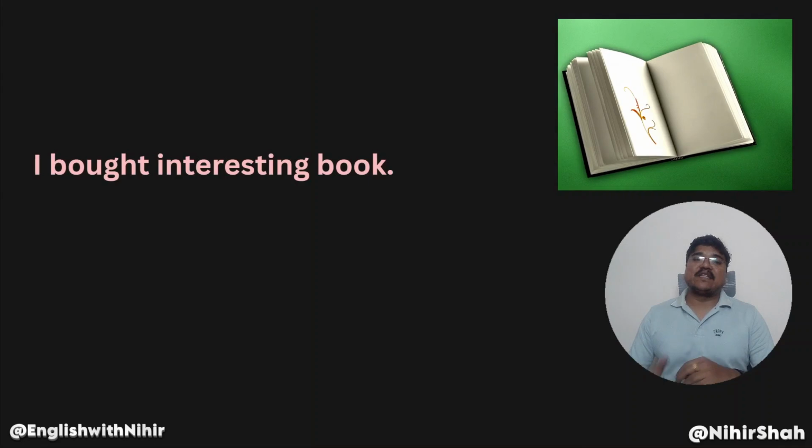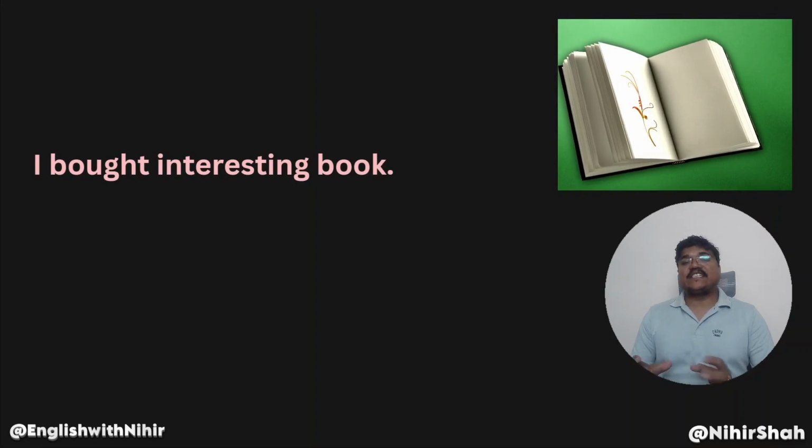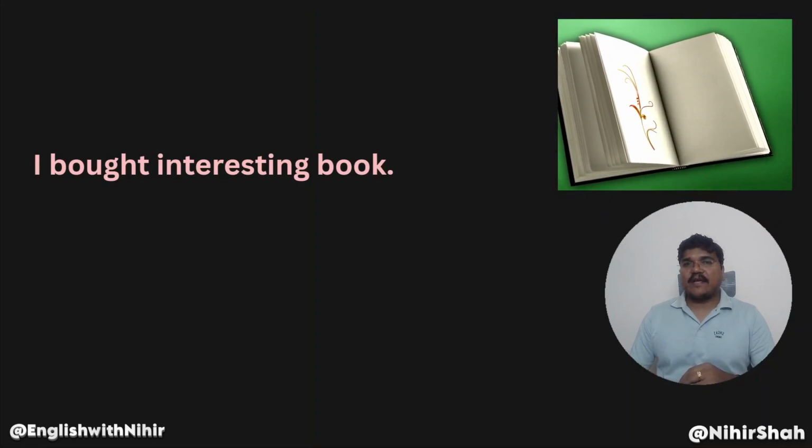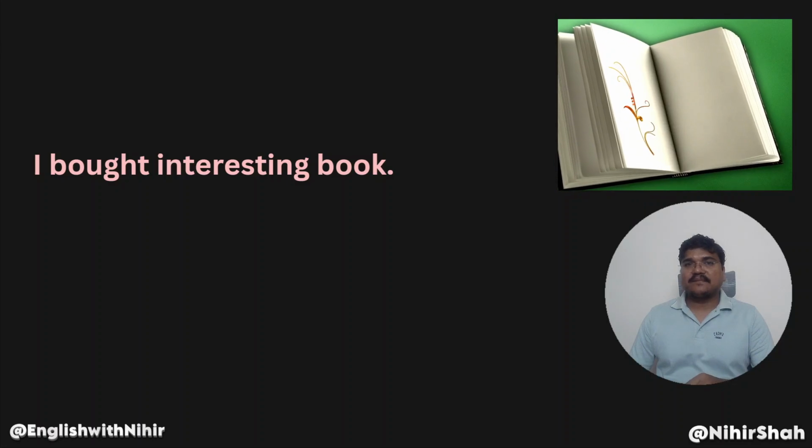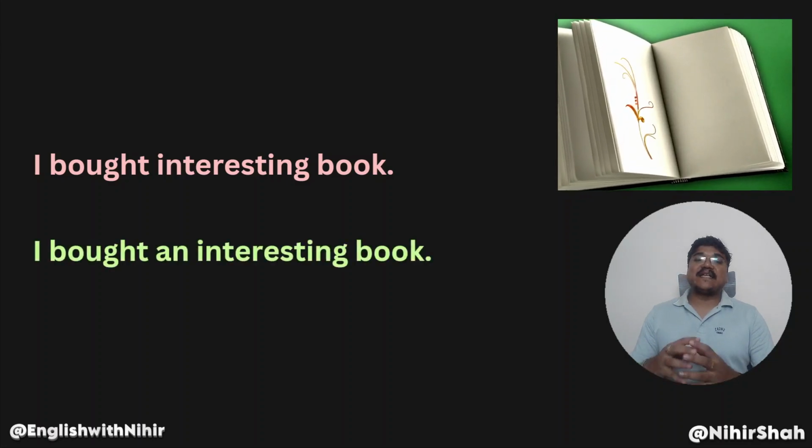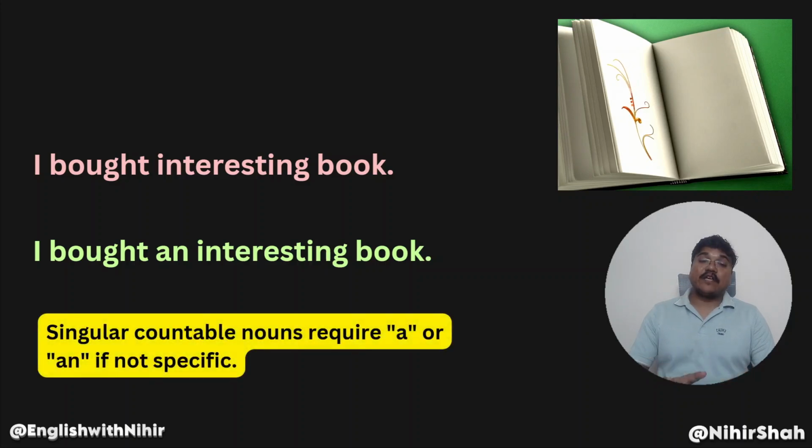This is sentence number four. I bought interesting book. Can you find the mistake here? Think about it. The correct answer is I bought an interesting book. Why? Singular countable noun requires a or an. Okay. So in case countable nouns are there, in that case you have to use a or an.